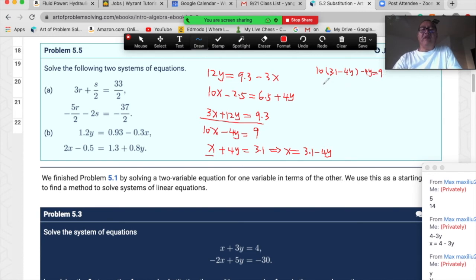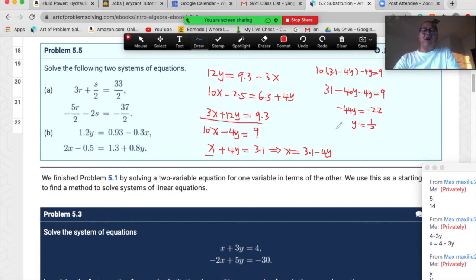Now let's simplify this. 10 times 3.1, we got 31. Then minus 40y, then minus 4y, this one equals 9. So merge these two terms, we get negative 44y, then both sides minus 31. So 9 minus 31, that's negative 22, right? So then both sides divided by negative 44, so we get y equals 1/2.